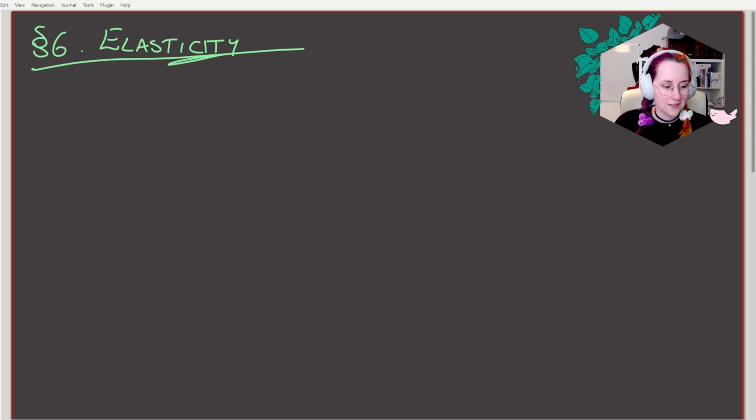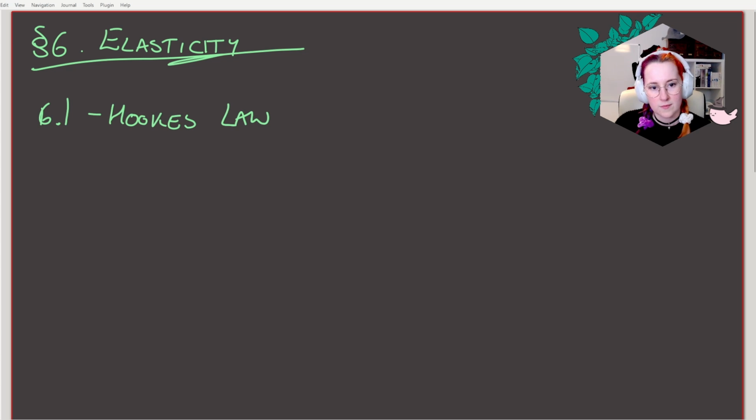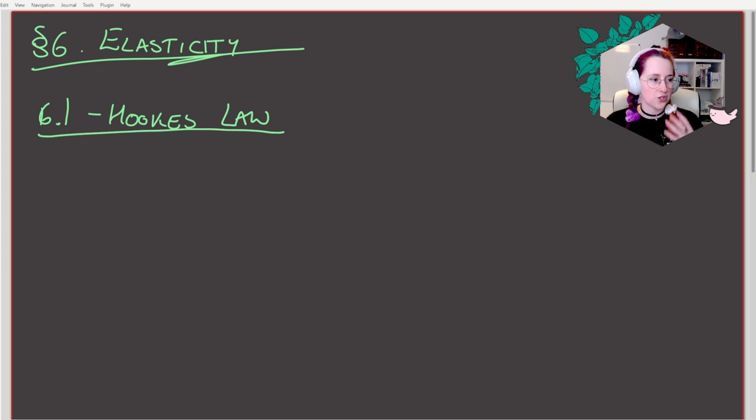So if we start with 6.1, as with most things in applied maths, someone else has gone and found the fundamental laws, and we just apply them to different systems. So what assumptions can we make about an object or a body or a particle that allow us to apply certain rules or relationships to it? That's what most mathematical modelling is.